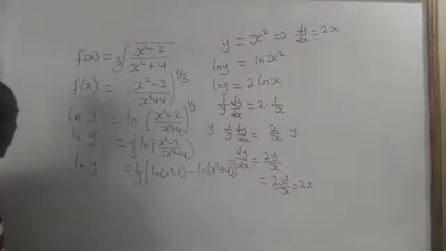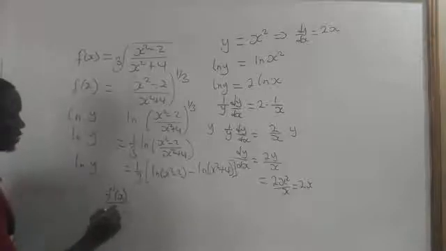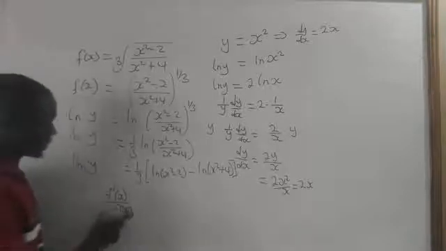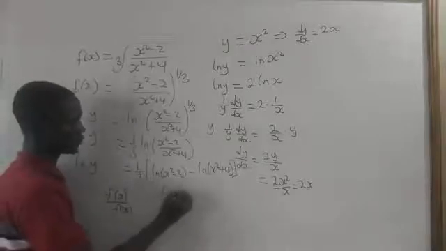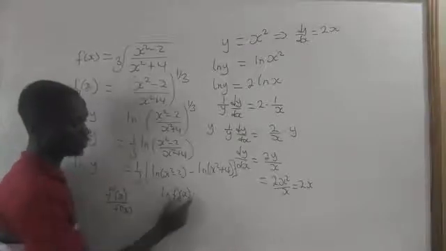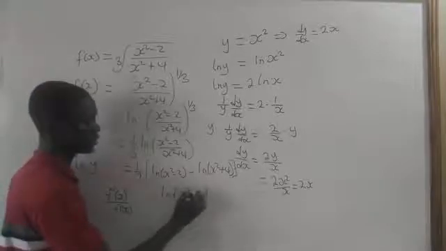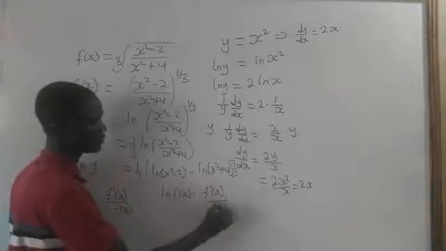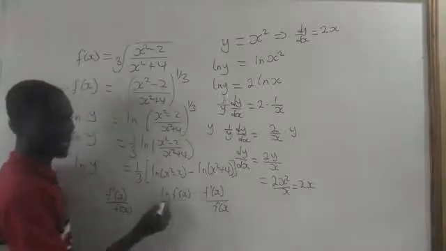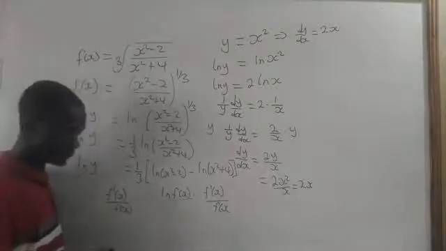But if you want to use f of x, we write f prime of x divided by f of x as the derivative. If you have natural log of f of x and you want to differentiate, you differentiate f of x to get f prime of x, then you divide it by the same f of x. So that's the derivative of this. But I'm using y there.